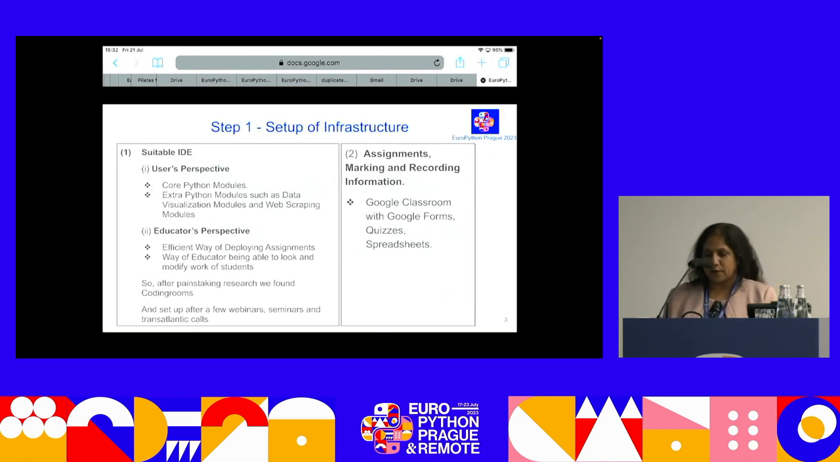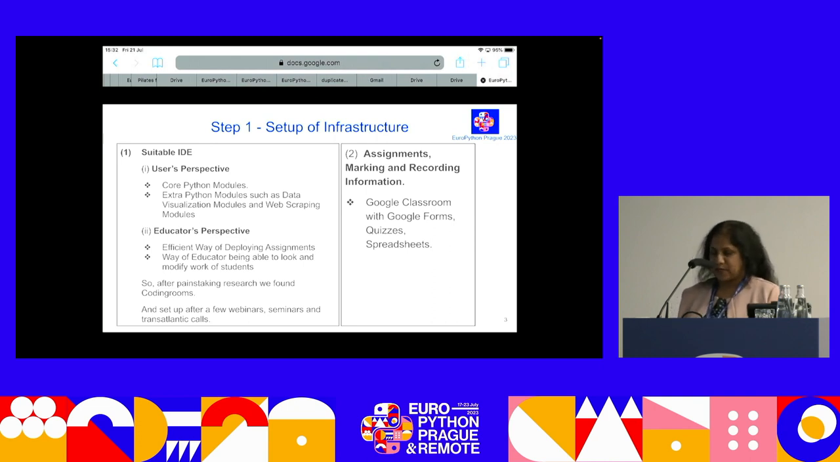So, to lay the groundwork, we needed to construct the infrastructure required to support their learning journey in Python, and we needed a suitable IDE. Obviously, one of the facets of this environment was that it should support the core modules of Python. But also, I wanted it to support more advanced modules, such as matplotlib, so they could draw graphs, and web scraping modules also.